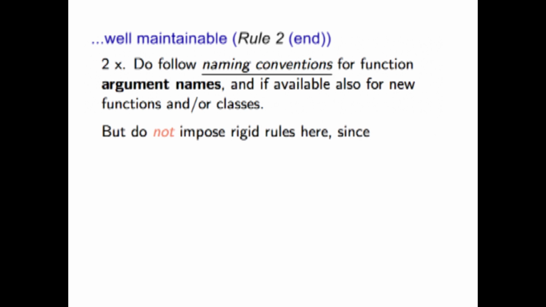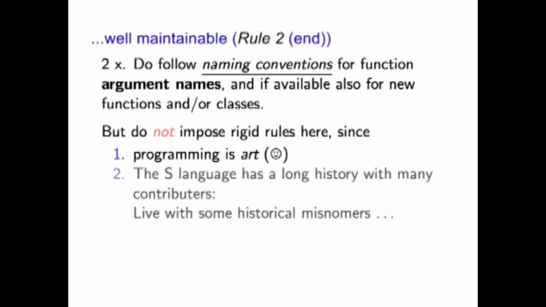Do not impose rigid rules here, since, as I said, programming is an art, and with rigid rules you never produce art. So all the rules that you do about coding, styles, naming conventions, if you're too rigid about it, the fun and the art is lost. And the second reason why you cannot impose rigid rules: the S language has a very long history. We heard it this morning, 38 years. Some function name and argument name decisions have been made, and we don't want to rename functions just to get a consistent naming scheme. So there is a history with historical misnomers of functions, and many of us agree that we want to live with history rather than get a system that was designed by a computer itself.